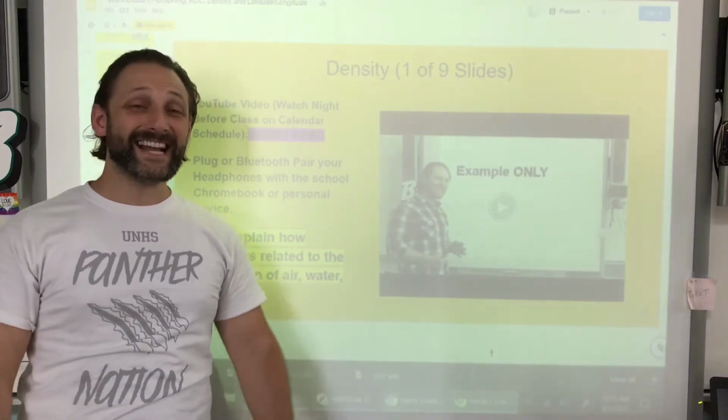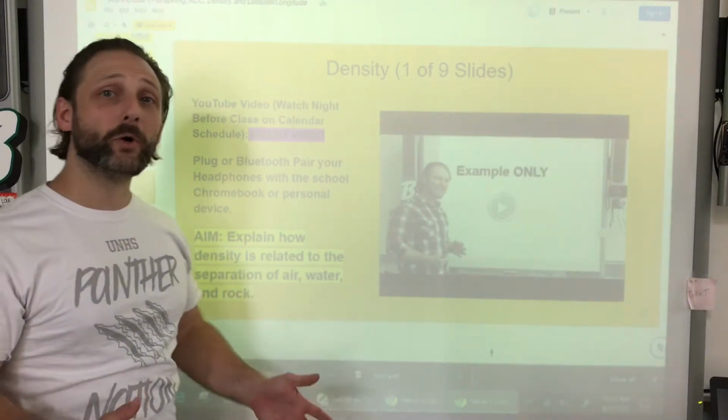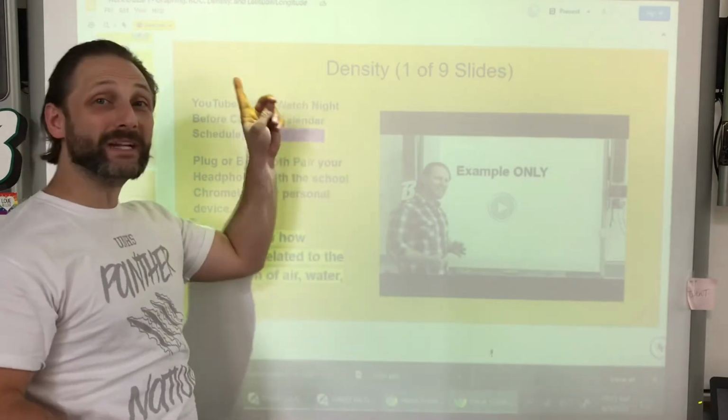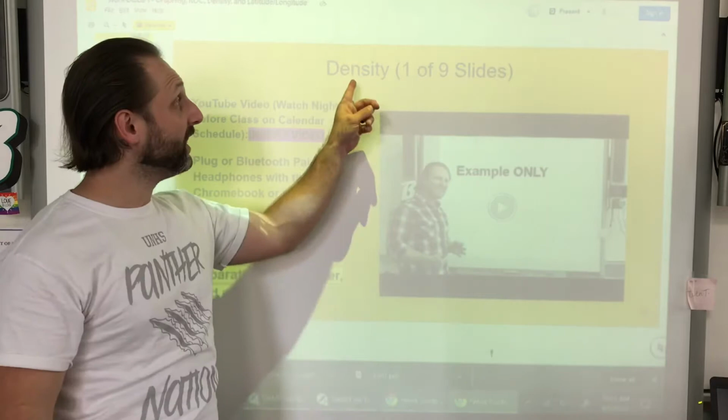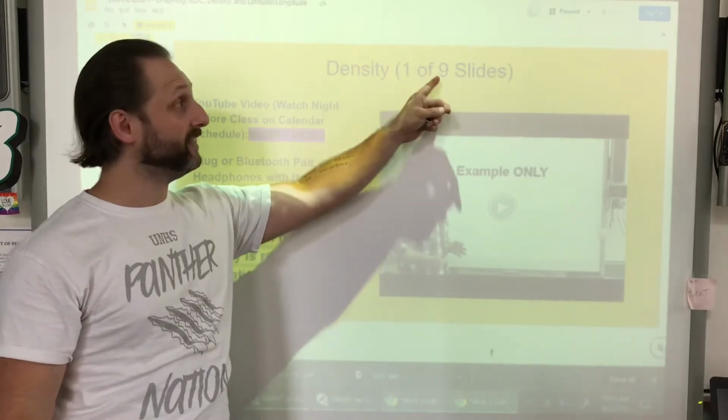Welcome back to the next topic that we're going to cover in our prologue unit. We're going to be talking about density. So right now in the work guide number 1, we are on density, slide 1 of 9.